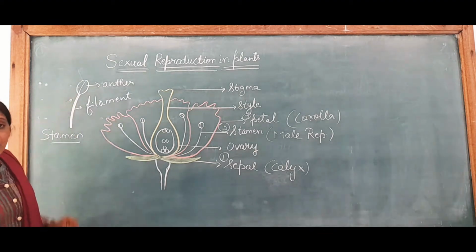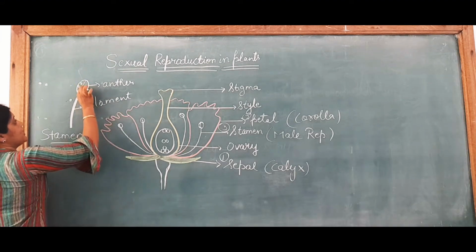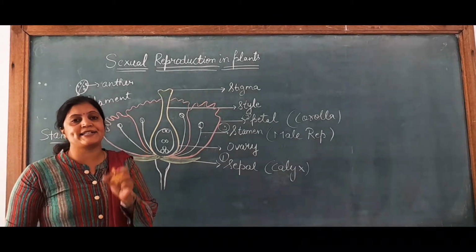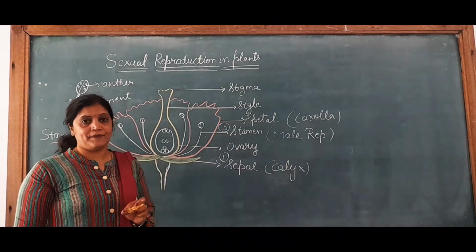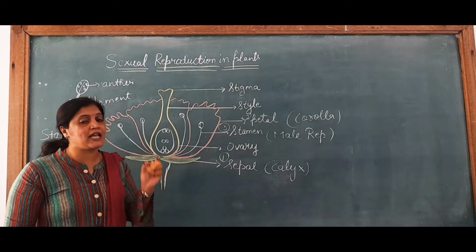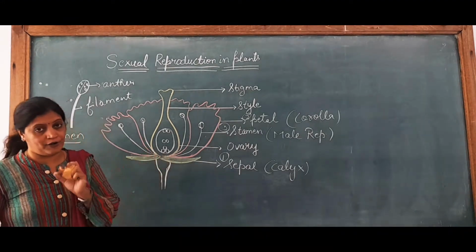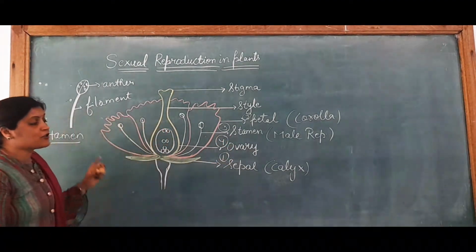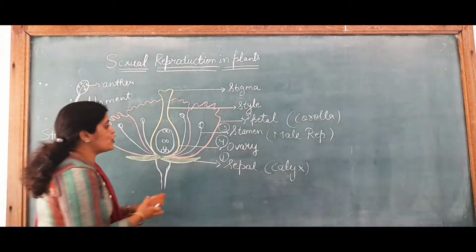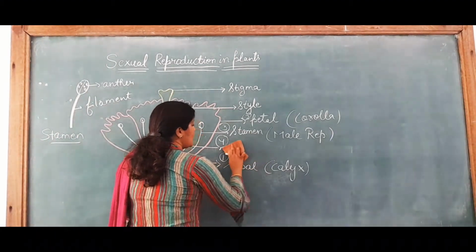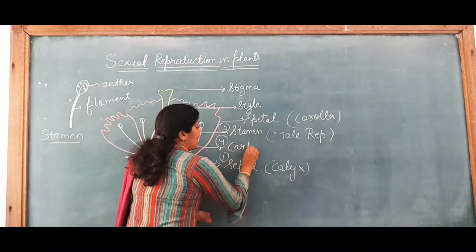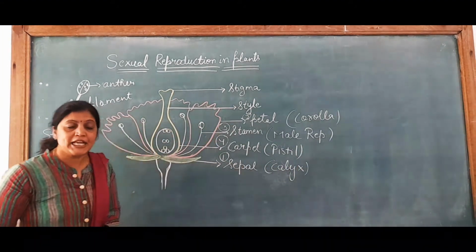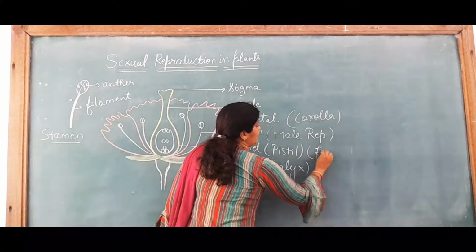Now, in the anther lobe, pollen grains are present. These pollen grains are the male gametes of the flower. I am repeating, these pollen grains are the male gametes of the flower. Now the next part is the ovary. Actually, the part is the carpel, and the carpel is also called the pistil. This is the female reproductive part of the flower.